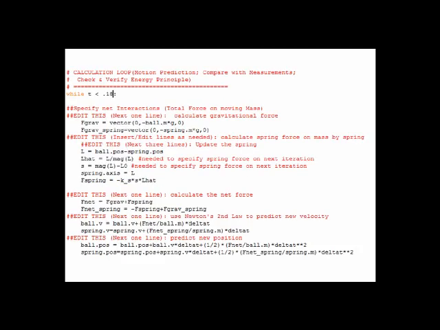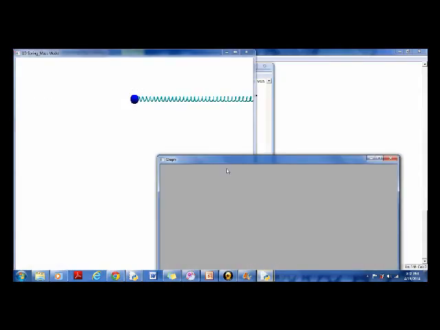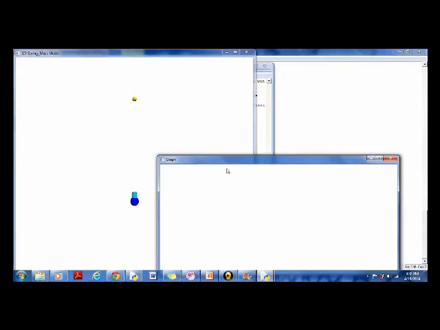The force of gravity on the ball and the spring are inserted here. The force of the spring is inserted here. F net is the net force acting on the ball, and F net spring is the net force acting on the spring. I used Newton's second law to calculate the new velocity and position of the ball and spring. When I run the code, here is what the model looks like.